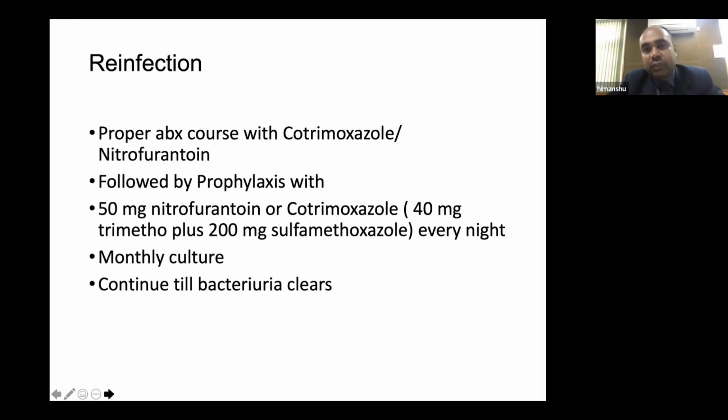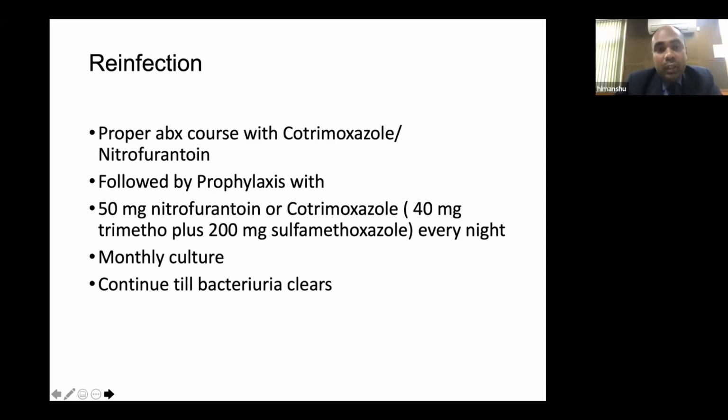For reinfections, well, there are a lot of causes. There are different types of regimens which can be used, but most commonly you use a cotrimoxazole or a nitrofurantoin, which is usually given every night, and monthly cultures are done, till you have a complete clearance of bacteriuria. Then after stopping that, usually you should repeat after 7 to 10 days of stopping the antibiotics. That is the usual protocol for most infectious diseases: whenever you want to reculture, stop the antibiotic when you're sure, and then again do a culture after that.